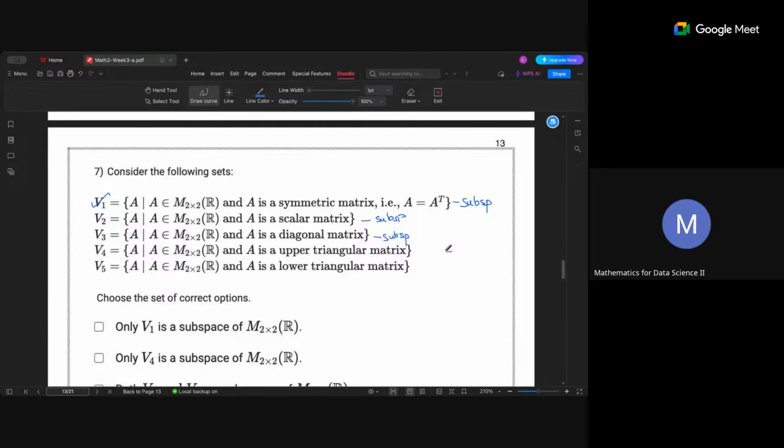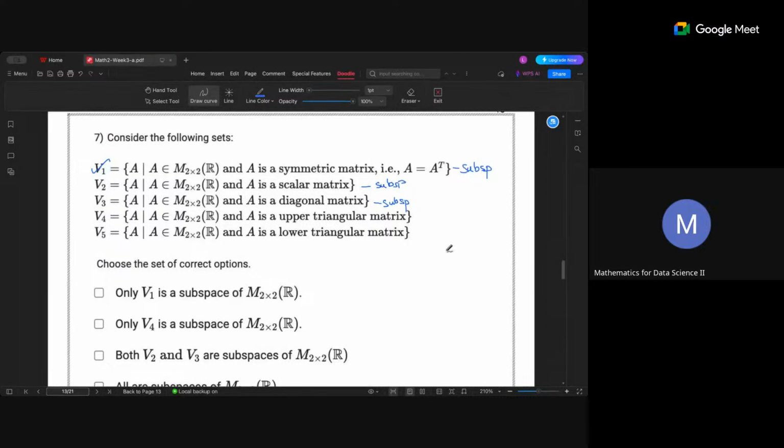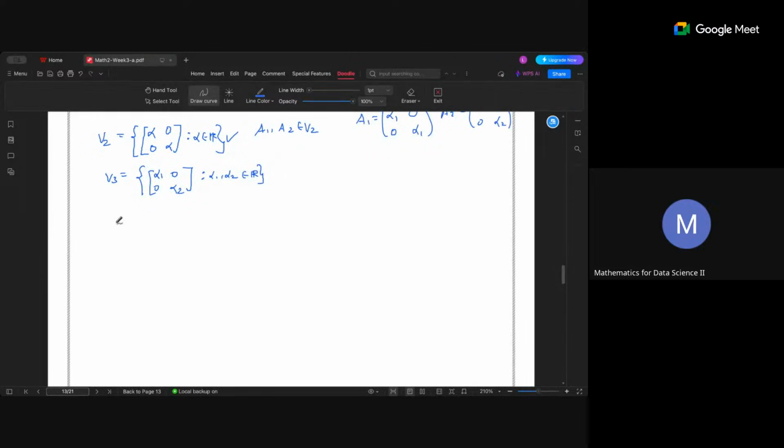What is wrong with upper triangular matrices? So upper triangular matrices in the sense V4 is the set of all [a, b; 0, c] with a, b, c in R. Take any two upper triangular matrices. Will the sum again be upper triangular? What's the answer? Will V4 be a subspace or not? Yes, it is a subspace. Those of you who have doubt, you can verify that it is a subspace.